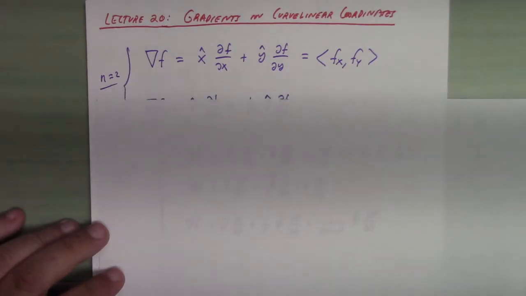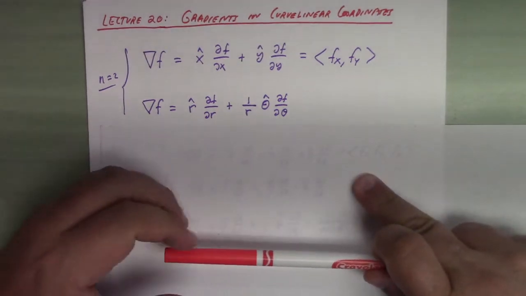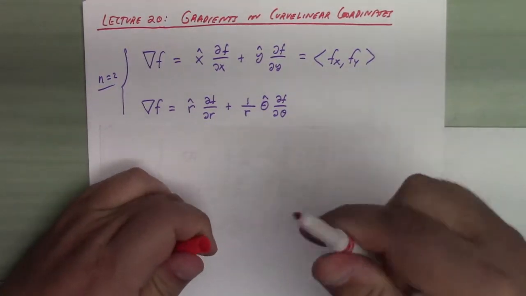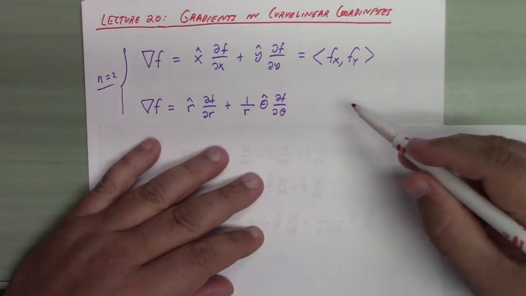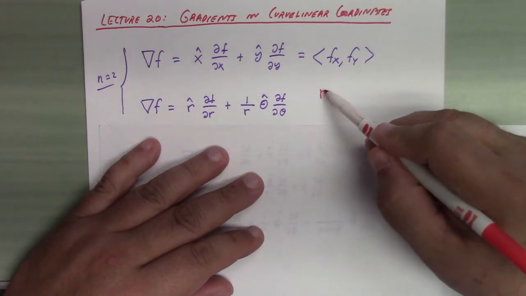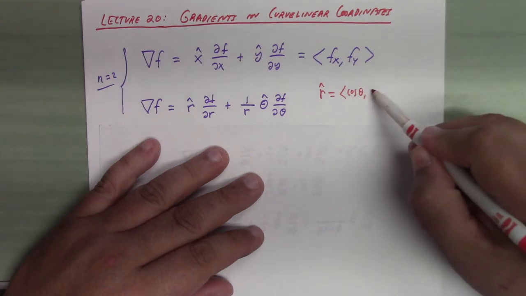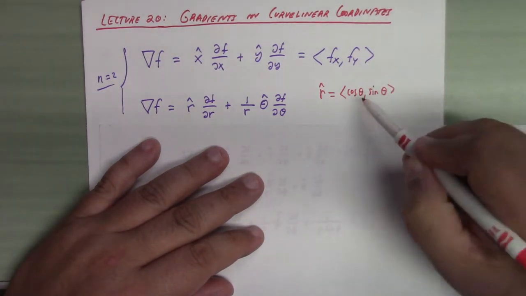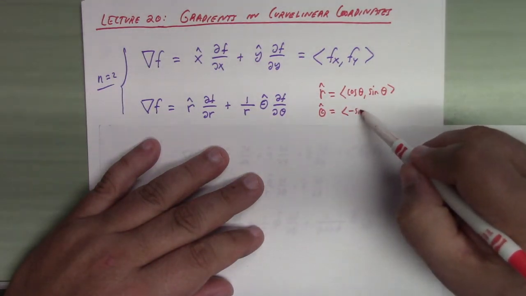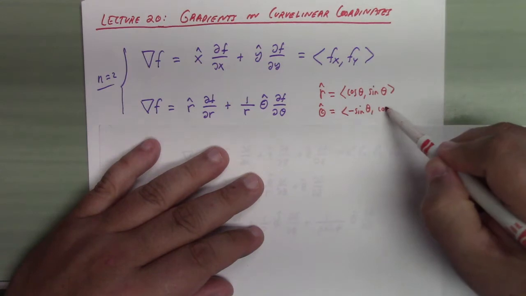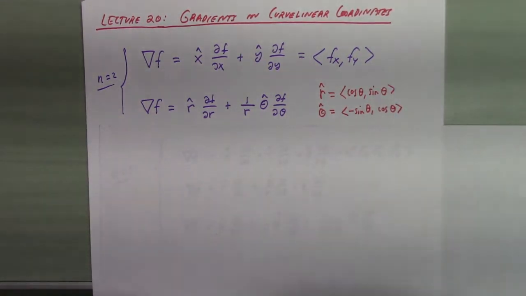What I have not told you yet, but is true, is you can also write it in terms of the polar frame. You can write it as r hat partial f partial r plus 1 over r theta hat partial f partial theta. So this is the natural formula in the world of polar coordinates. Now here, I'll just remind you, r hat is cosine theta, sine theta, you might recall that, right? And theta hat is, I think, minus sine theta, cosine theta. Right? So those are the polar coordinate frame.